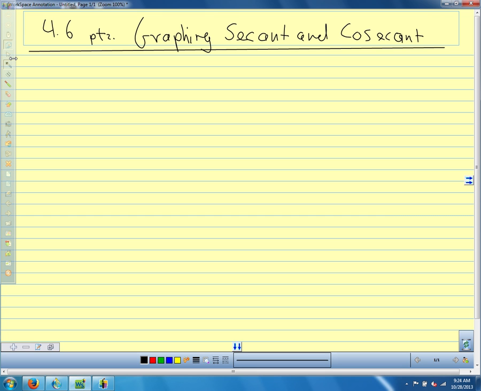All right, so let's look at our reciprocal identities for secant and cosecant. We know that secant theta is 1 over cosine theta, and cosecant theta is 1 over sine theta. So we're going to graph these functions. So we're graphing these fractions.